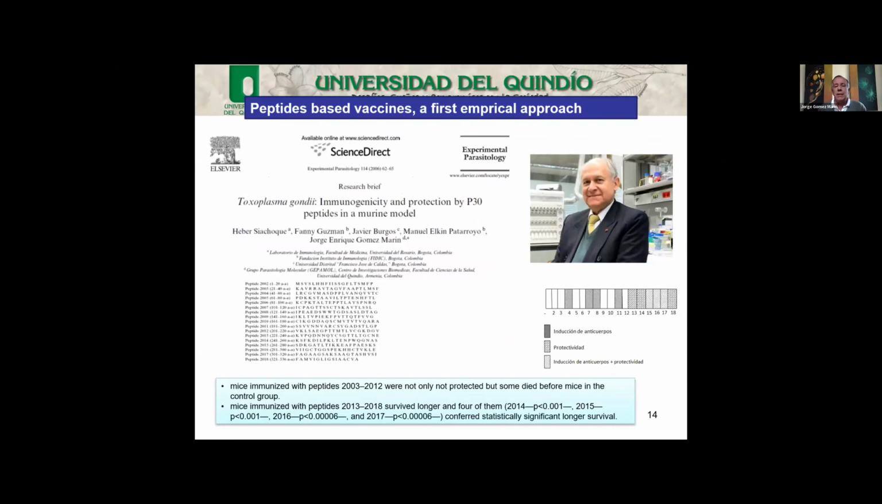And we did this in one of our first works on vaccine candidates, with the group of Dr. Pat Arroyo, by using the P30 protein. Peptides were derived from this protein, and the first amino acids of the protein were not protective. On the contrary, the last peptide, the last amino acids, obtained a very good protection in the mouse model.